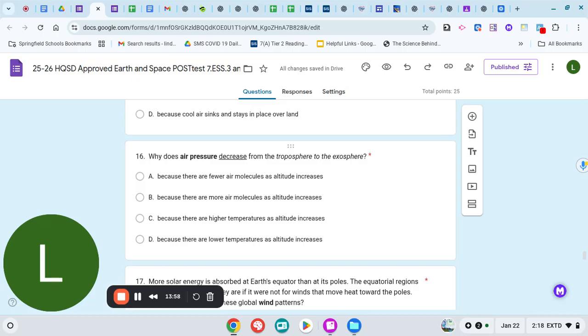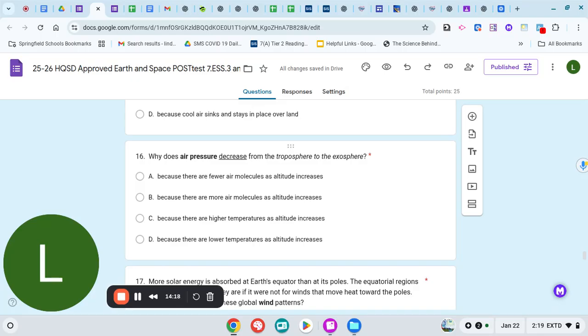A, because there are fewer air molecules as altitude increases. B, because there are more air molecules as altitude increases. C, because there are higher temperatures as altitude increases. Or D, because there are lower temperatures as altitude increases.